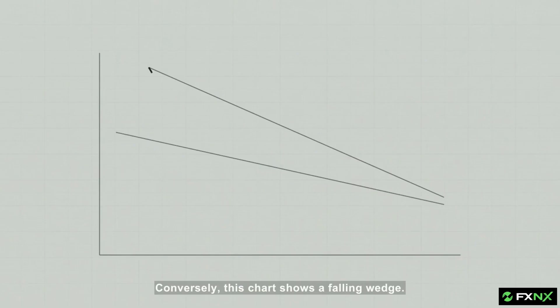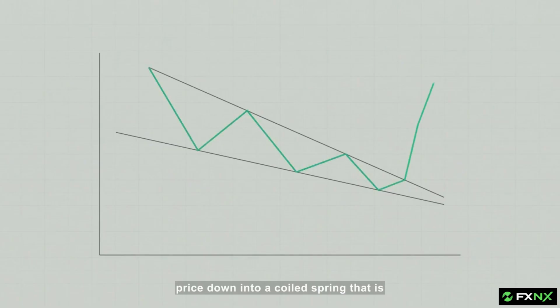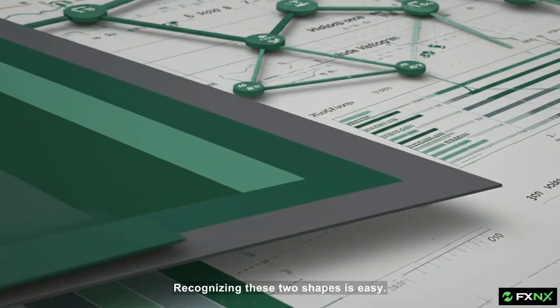Conversely, this chart shows a falling wedge. Here, the downward sloping lines are converging because the sellers are running out of steam. The upper resistance line is steeper, pushing the price down into a coiled spring that is primed for a bullish surge to the upside. Recognizing these two shapes is easy.